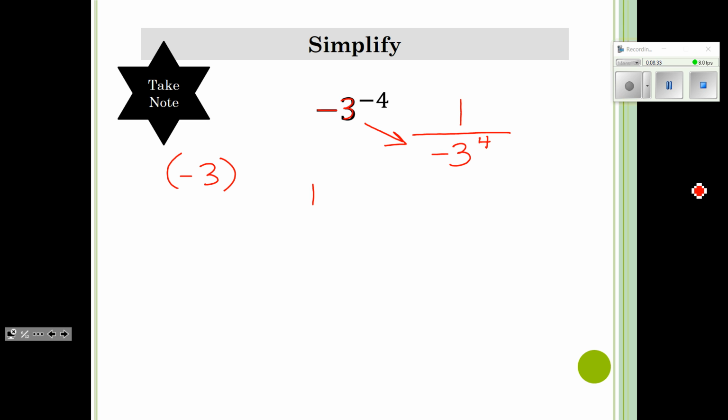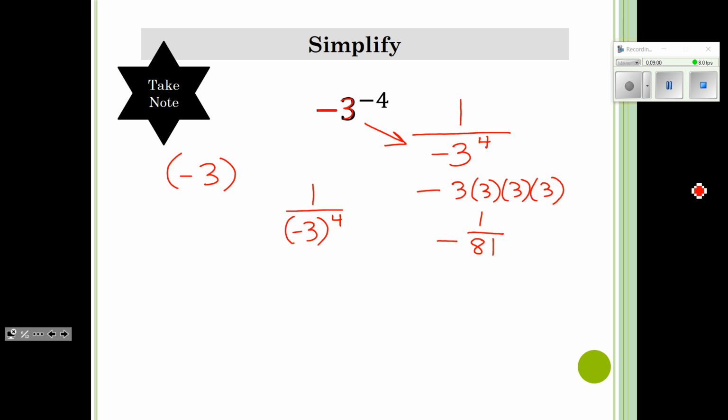That would be different if there was a set of parentheses. This one reads negative 3 to the fourth power. But since this one does not have parentheses, it actually means the opposite of 3 times 3 times 3 times 3. So 3 times 3 times 3 times 3 is 81. We want the opposite of that, so that would be negative, and there's a 1 on top.